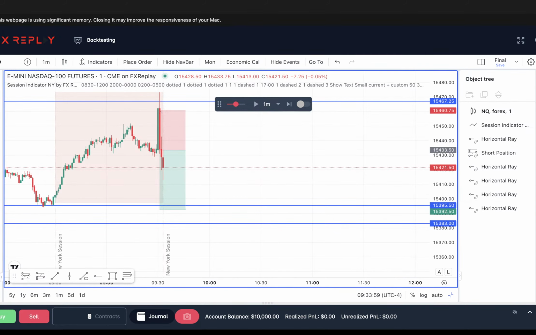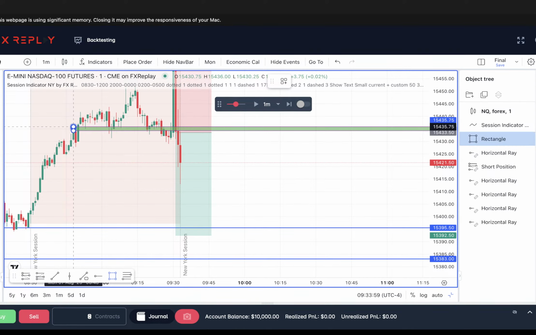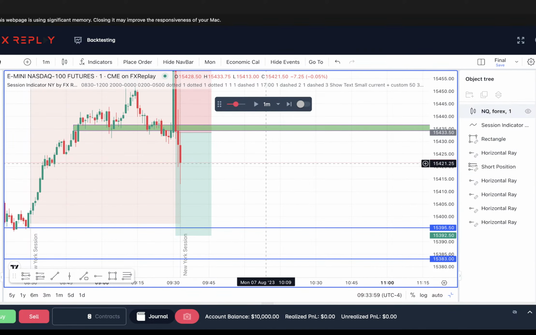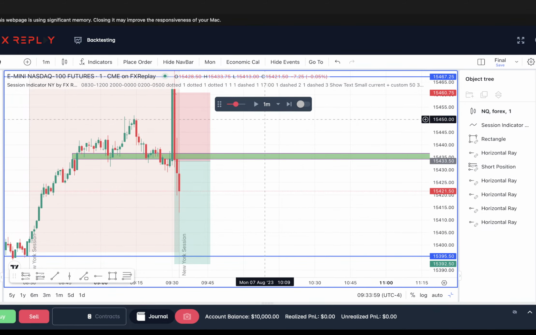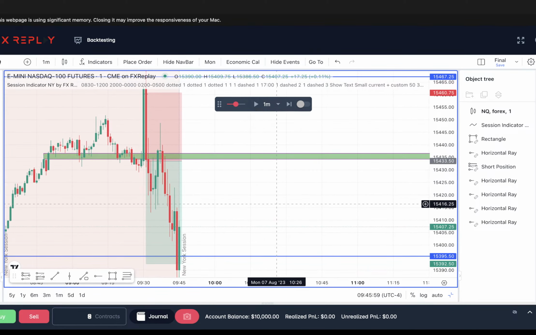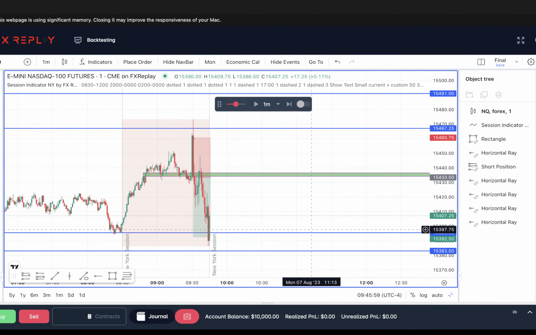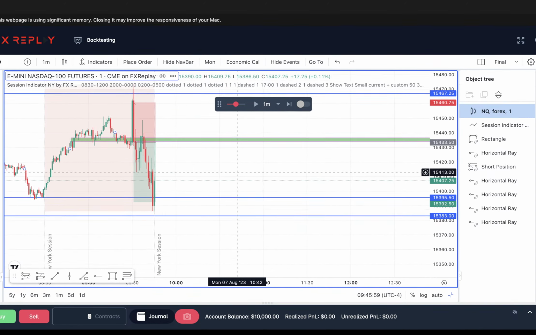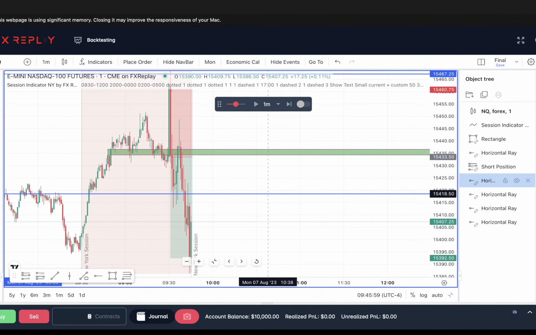And then, do we have any inverted fair value gaps? Yeah, we do have a green one here that got disrespected right at our entry. So even if it lines up perfectly, that might be your sign to get in. Boom, good trade. So your liquidity sweep, inverted fair value gap, and you can trade that all day, even on the reversal.